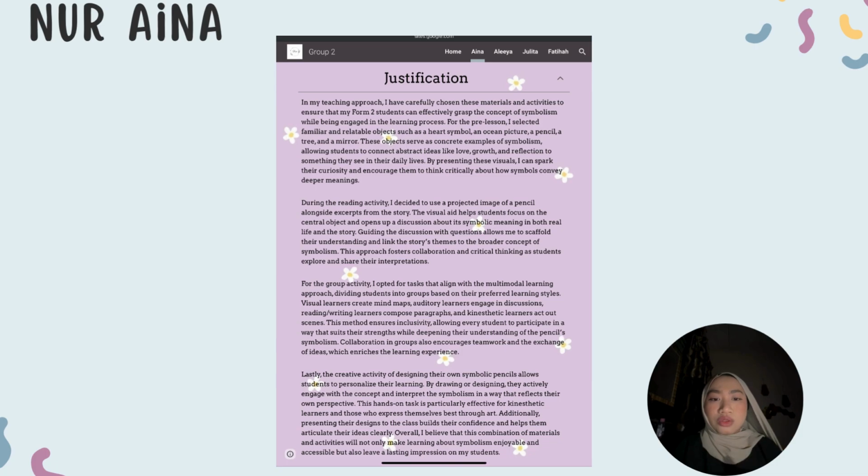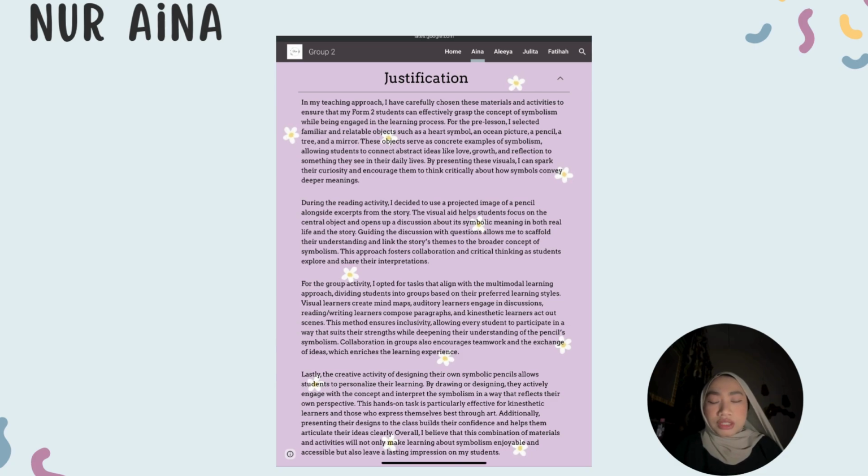So I decided to use a projected image of a pencil alongside an excerpt from the story. This visual aid helps students focus on the central object and opens up a discussion about its symbolic meaning in both real life and the story.